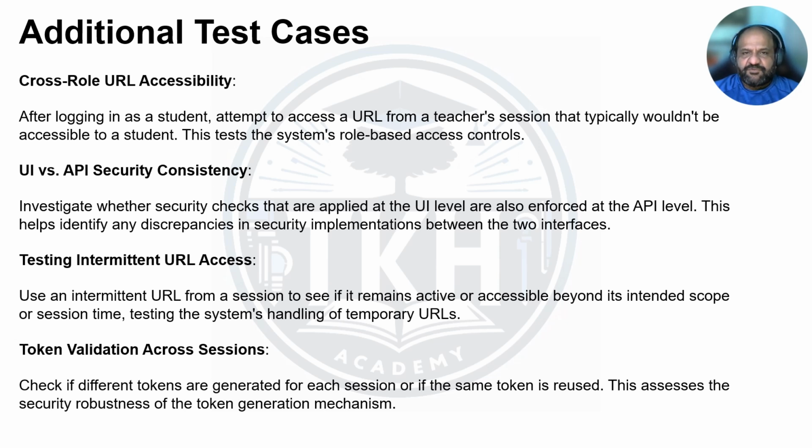So cross role URL accessibility is one thing where what you can do is you can log in through a student, create a session. Now take an intermittent URL from a teacher's access. So what I essentially mean to say here is when you are testing, you have access to a student's account, you have access to a teacher's account.